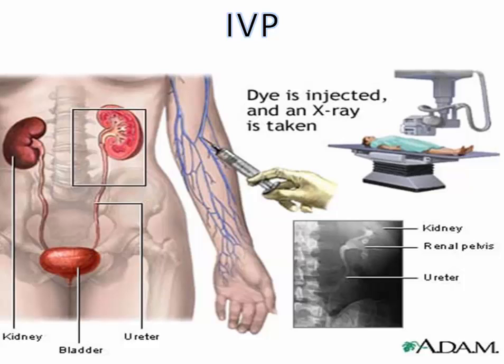IVP, examination of the kidneys, bladder, and ureters. Make sure you verify consent. It is used to diagnose disorders that affect the urinary tract, such as kidney stones, bladder stones, enlarged prostate, kidney cysts, or urinary tract tumors.